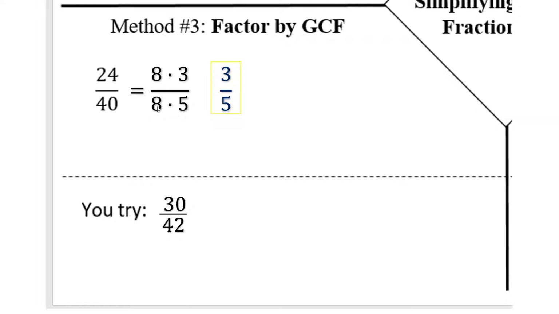The U-try for this one would be 30 over 42. So you have to think about what's the GCF of 30 and 42. Well, the GCF of 30 and 42 would be 6. 30 divided by 6 is 5, and 42 divided by 6 is 7. So you'll get 5/7 for this one.